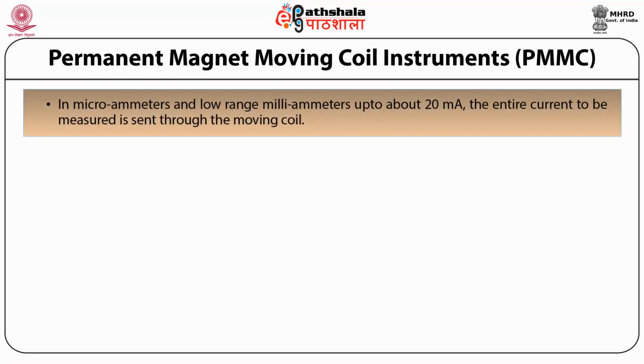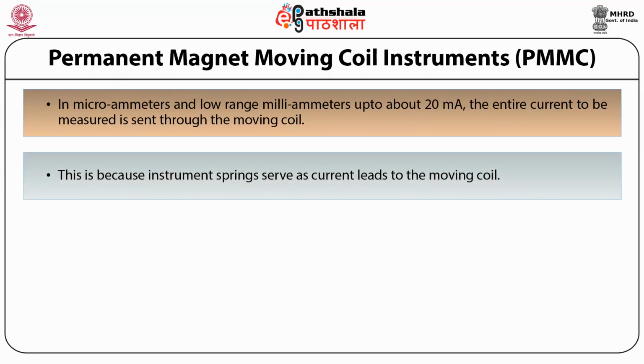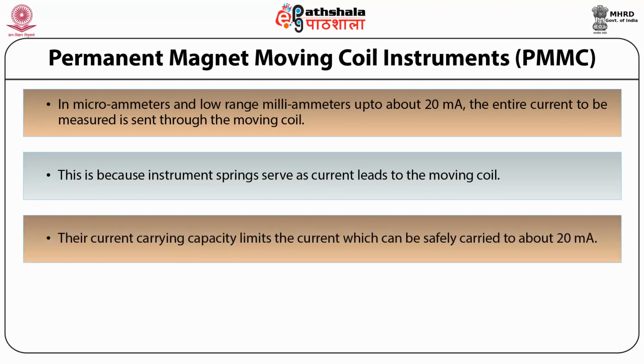In microammeters and low-range milliammeters up to about 20 milliamperes, the entire current to be measured is sent through the moving coil. This is because the instrument springs serve as current leads to the moving coil. Their current carrying capacity limits the current which can be safely carried to about 20 milliamperes.